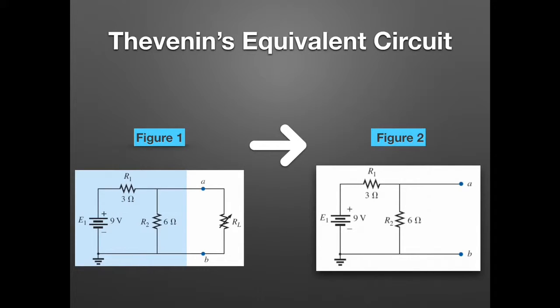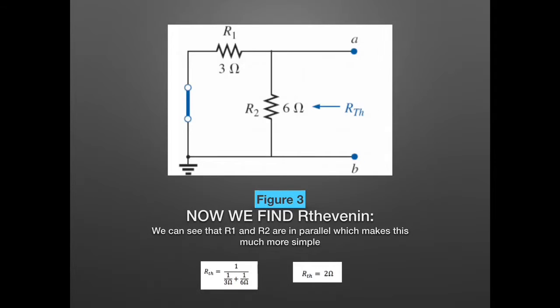In order to do this, we need to short out all voltage sources, which can be seen in Figure 3. Following this, we need to calculate the resistance from the perspective of the open terminals. We can see that the 3 ohm and 6 ohm resistors are in parallel to each other. So we use the parallel resistance formula, which is R Thevenin equals 1 over 1 on 3 ohm plus 1 on 6 ohm, which is equal to 2 ohm.